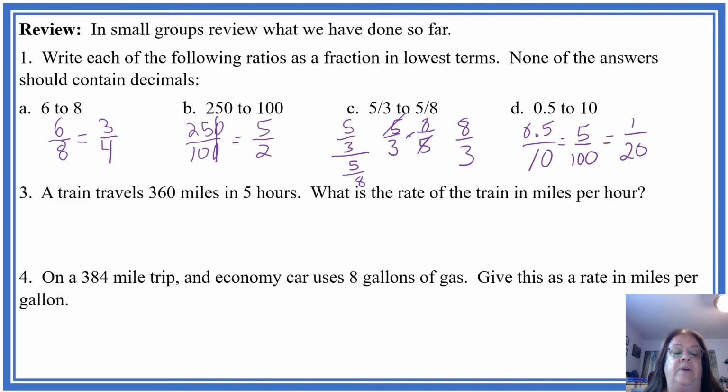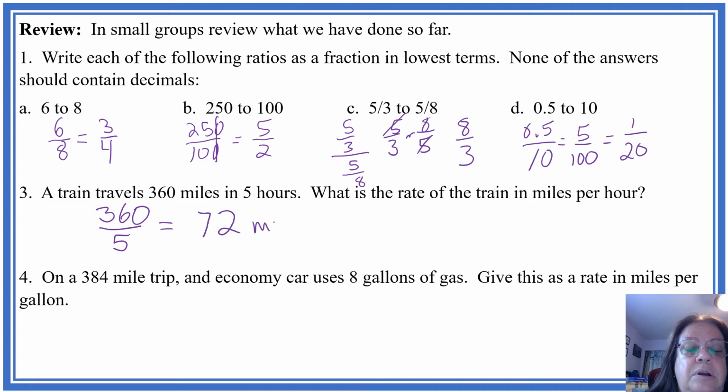All right, now we're going to look at rates. A train travels 360 miles in 5 hours. What is the rate of the train in miles per hour? So if it went 360 miles in 5 hours, well, now I divide that by 5. If I divided it by 10, it'd be 36. Times 2 is 72. 72 miles per hour.